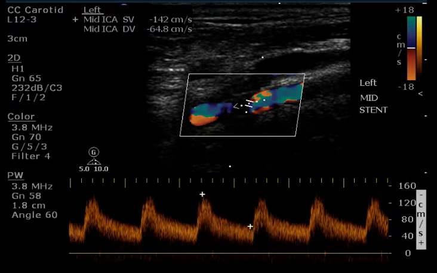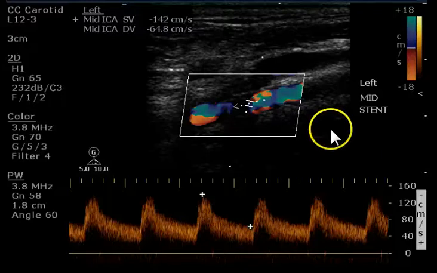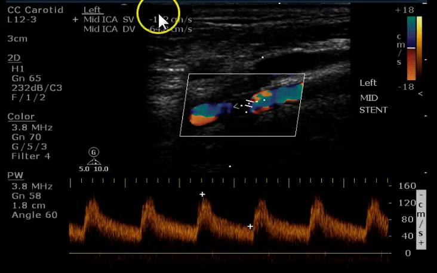Now, the criteria for stenosis in a stent are different than the criteria for stenosis within a natural artery because of the lack of compliance in the stent. The normal cutoff for a stent for minimal stenosis is 150. This is still in the normal range. Remember, for an internal carotid artery, the cutoff is 125.